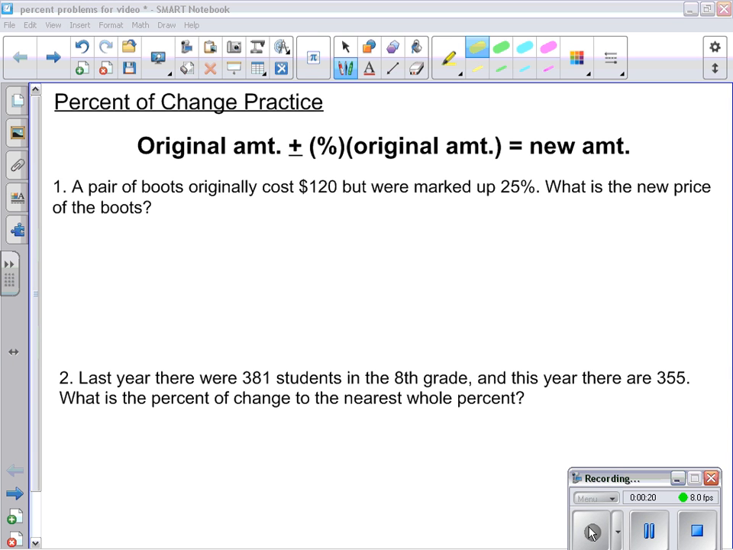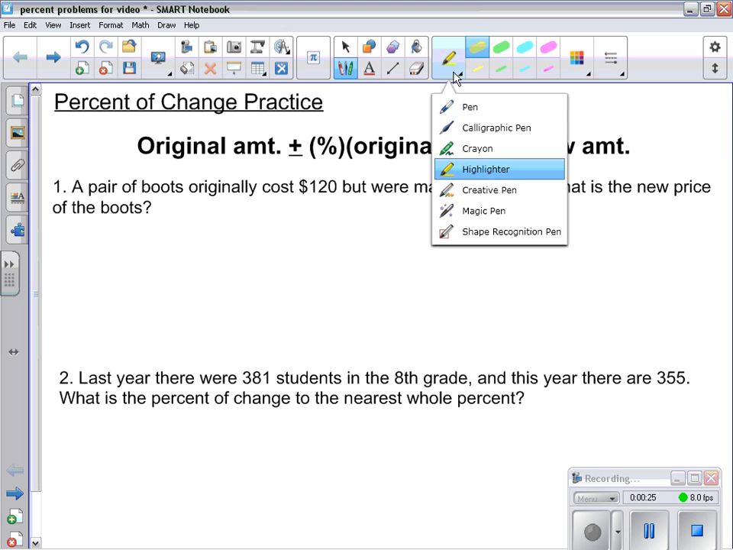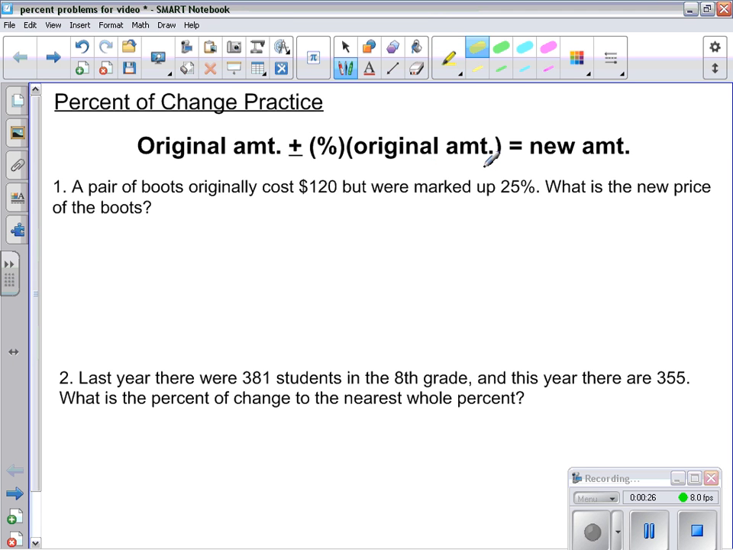Now, you notice up at the very top, we have put together a formula that I think you can use. I'm going to highlight it right now. So we'll take the highlighter. Basically, every single one of these problems can be solved this way. You start with the original amount, whatever it may be. You're either going to add or subtract a percent times that original amount, and it'll always give you a new amount. If you do it this way, I can almost guarantee you're going to get every single one of them right, if you truly understand what's going on here.